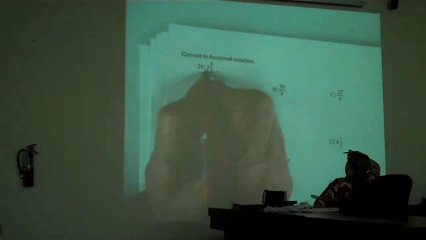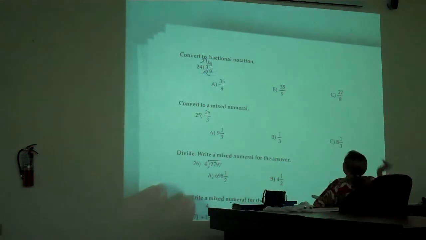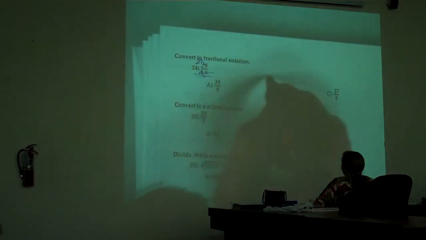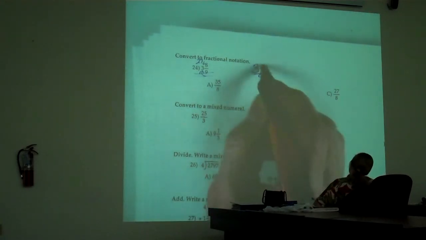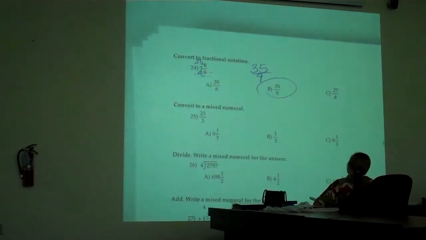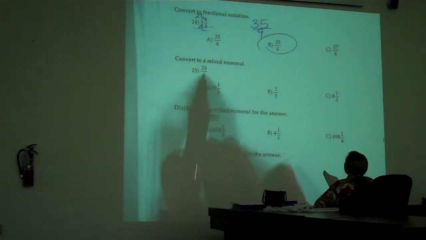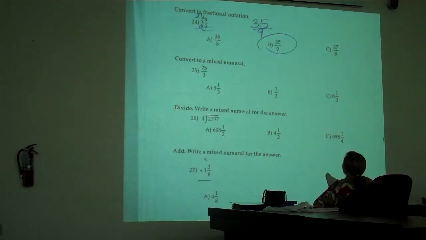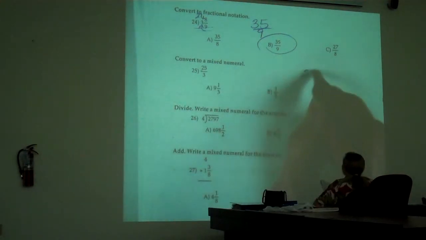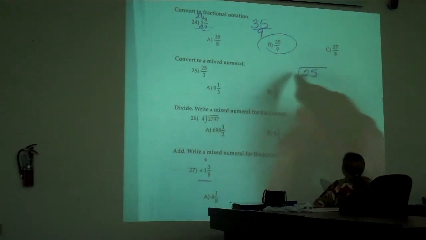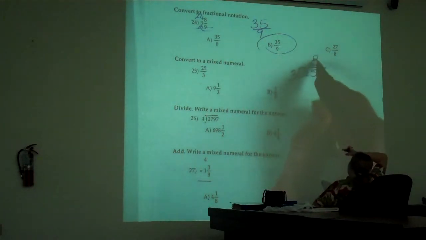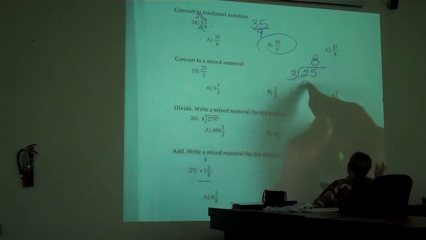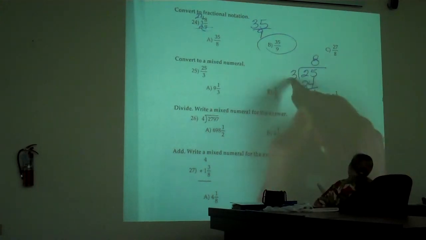9 times 3 is 27 plus 8. You're leaving the 9 on the bottom. 27 plus 8, 35. Convert to a mixed number, so you're going backwards from improper to the mixed number. How do you do that? Divide. That's going to be 8 and 1/3, right? Yeah, 8 times 3 is 24, and you have 1/3.